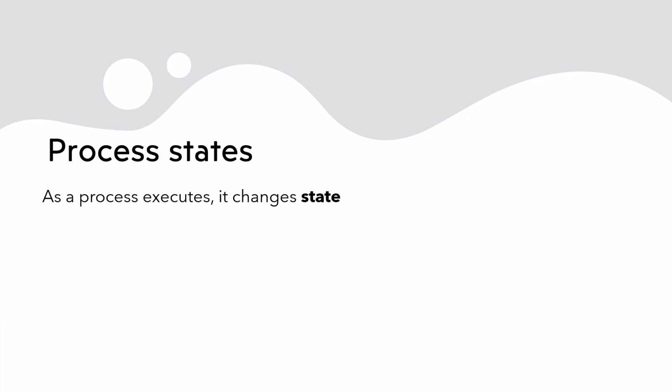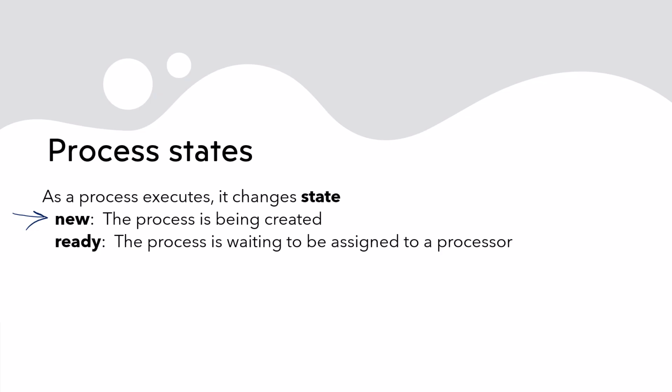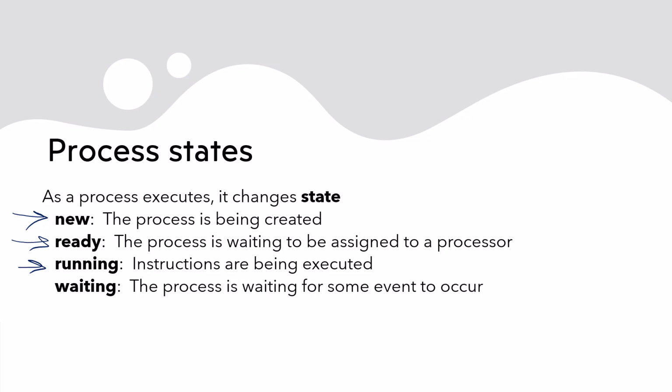So let's talk about the states. The first state is when it goes from being an inactive entity to an active entity, and then it would be in the new state. It's created. Then sometimes it's created and then it needs to be loaded into memory, and that means it's ready for the processor. So the next place it would be is in the ready state. Running. The running state means that it is currently using the CPU and executing instructions.